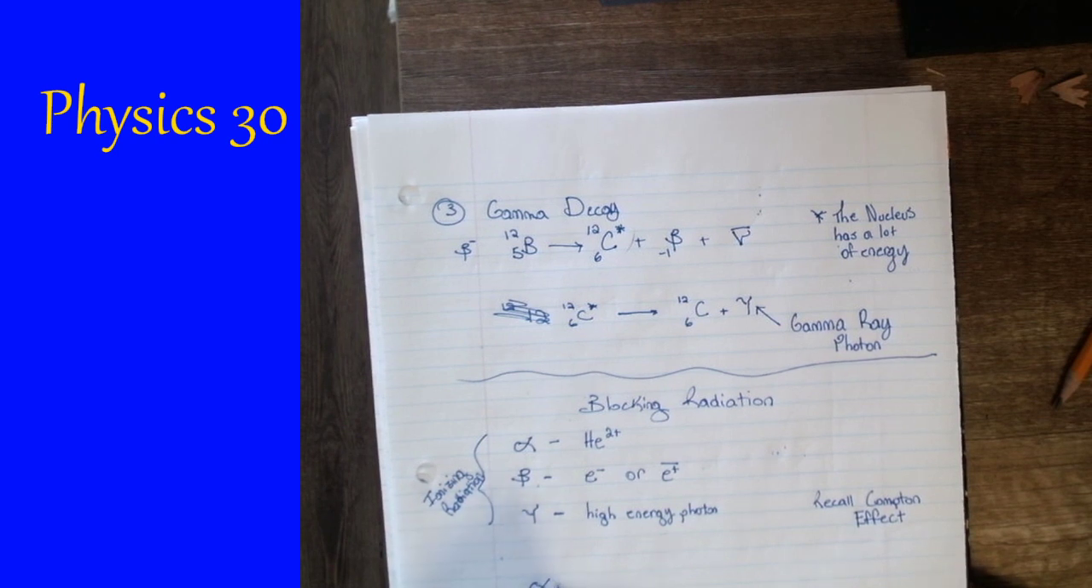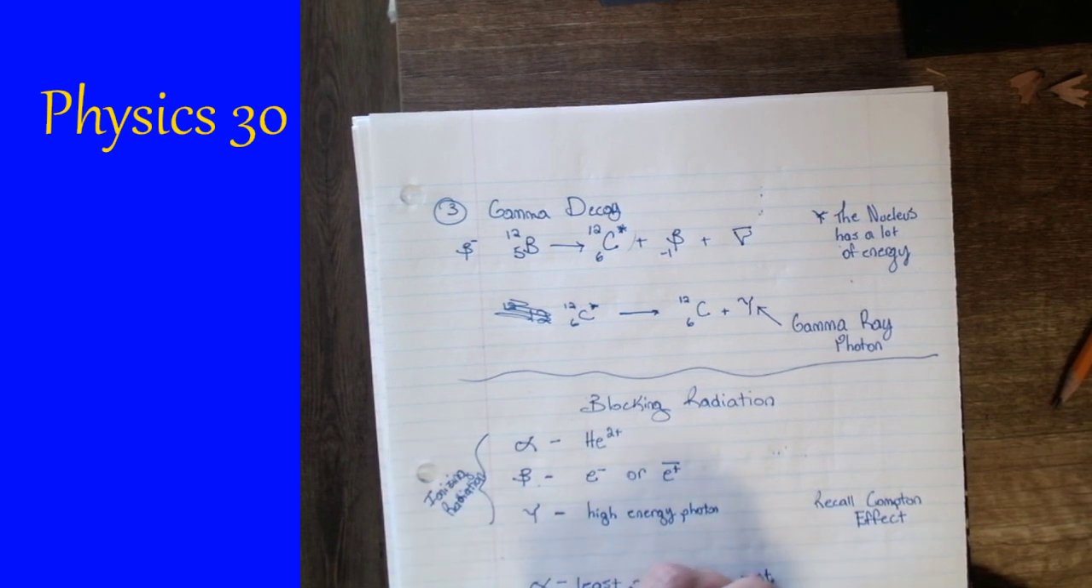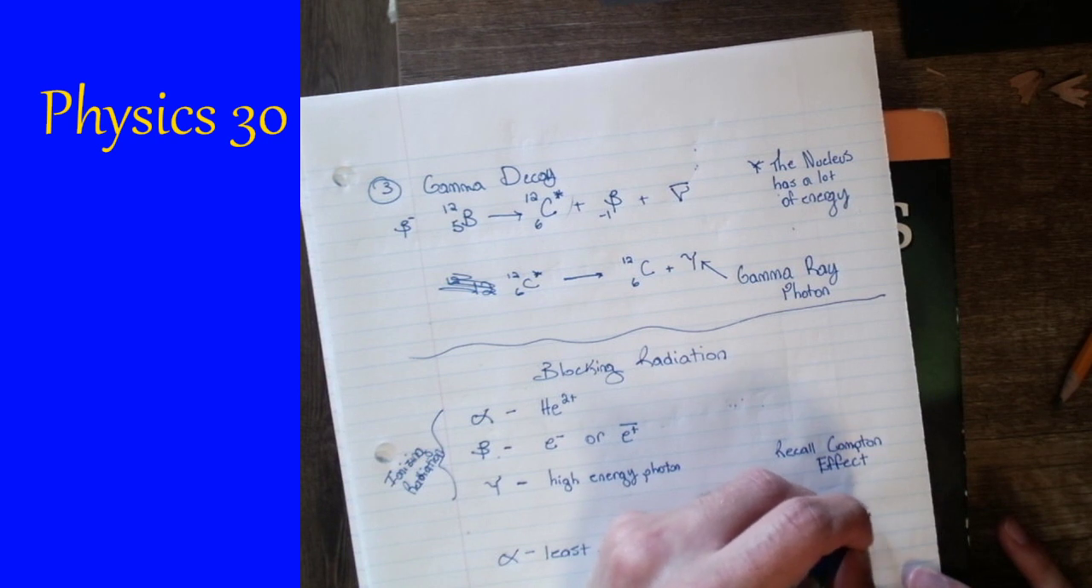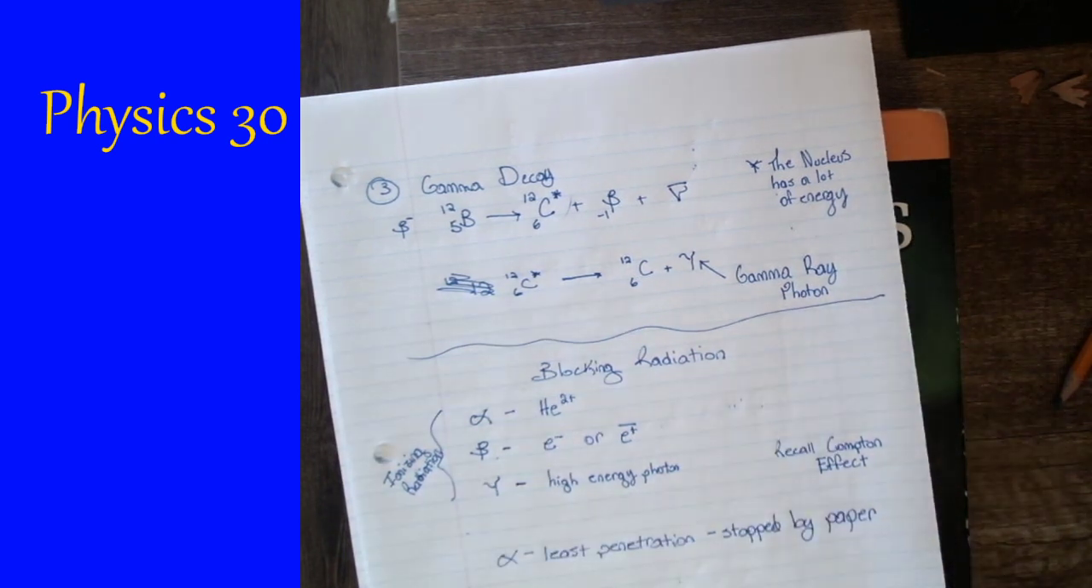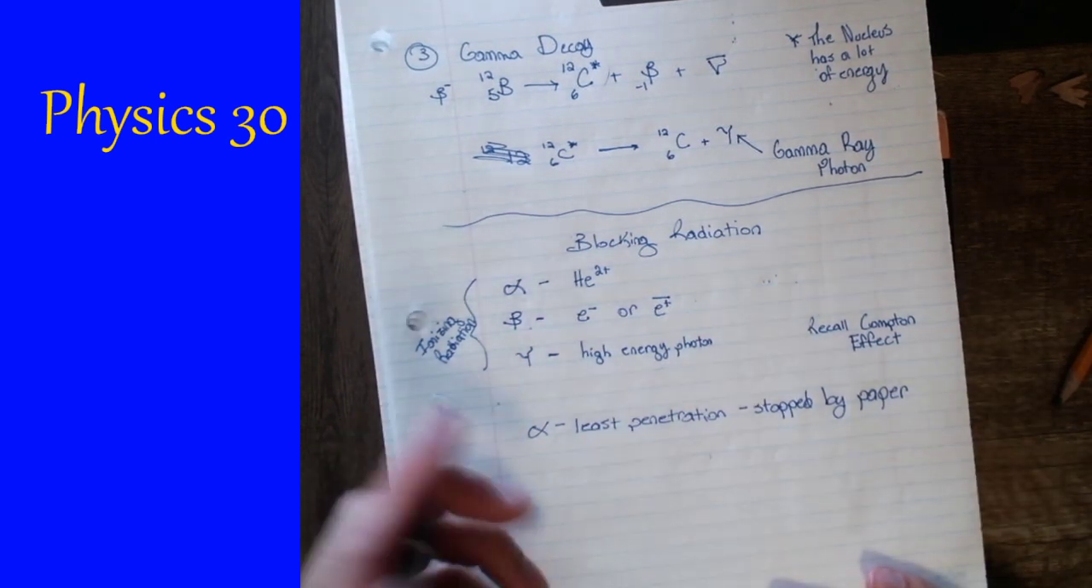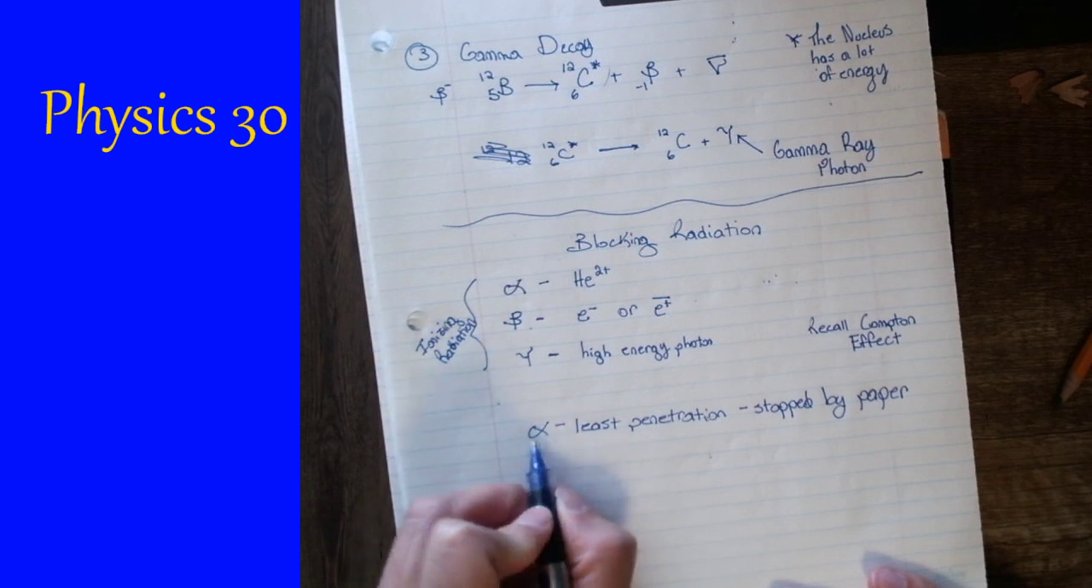The way it's defined is alpha radiation has the least penetration. Alpha radiation can be stopped essentially by a piece of paper. A thin sheet of paper can stop an alpha particle from getting into something that's organic. So paper can stop it, like your clothing can stop it. If there's an alpha source around for some reason, your clothes will be able to stop the penetration of the alpha particle.